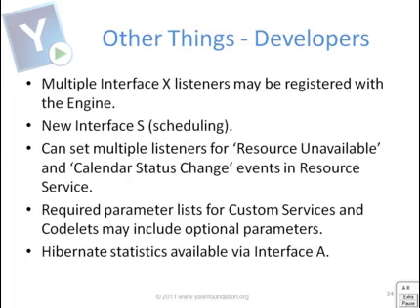The resource service will also accept multiple listeners for resource unavailable and calendar status change events. So any number of services can listen to see if a resource is unavailable. For example, a calendar status change event means if a service or a user has booked a resource for a time and then the administrator goes in and changes that booking, it generates an event, so that service can know that it's been changed.